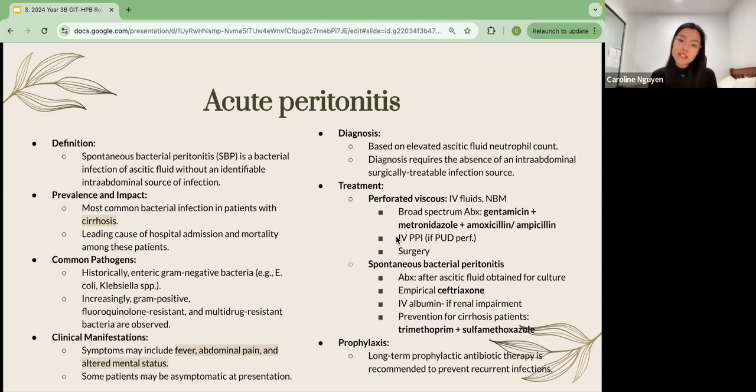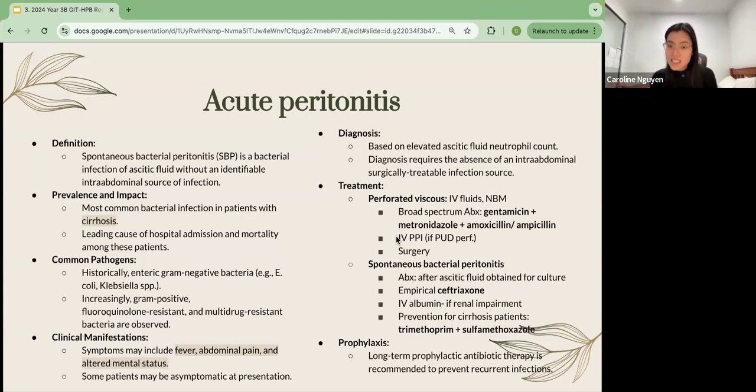Diagnosis: neutrophil count from the ascitic tap. So we tap them, take out the fluid, and have a look at it, also look at the proteins, and look at what we can culture from the tap. To treat, if it's a perforated viscus, for example a peptic ulcer that has perforated, give them IV omeprazole. If it's another organ, then we give them metronidazole and amoxicillin, and we treat them for surgery.